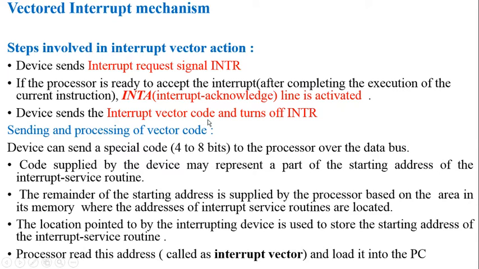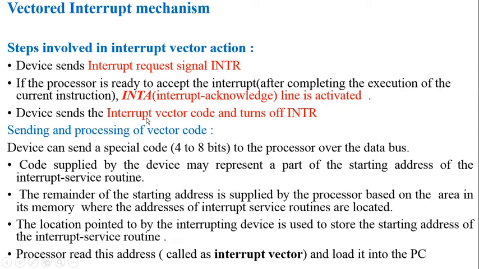How to send this interrupt vector code? The device can send a special code of length some 4 to 8 bits to the processor over the data bus. The code supplied by the device may represent a part of the starting address of the interrupt service routine. The remainder of the starting address is supplied by the processor based on the area in its memory where the addresses of the interrupt service routines are located. The location pointed to by the interrupting device is used to store the starting address of the interrupt service routine. The processor reads this address and loads it into the program counter.